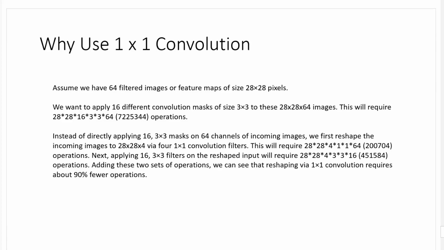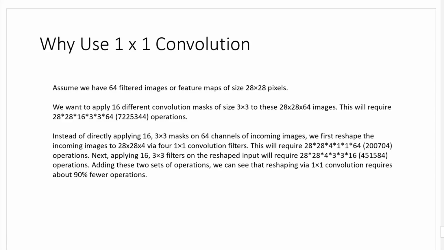You might still say, well, that's fine, but why use 1-by-1 convolution? It turns out that 1-by-1 convolution can be useful to do a reduction in the size of the parameters, or what you can call a dimensionality reduction. To see how that works, let us look at a situation where we have 64 filtered images or feature maps, and let us say that each map is of size 28 by 28. Suppose we want to apply 16 different convolution masks, and let us say that these masks are all of size 3 by 3.